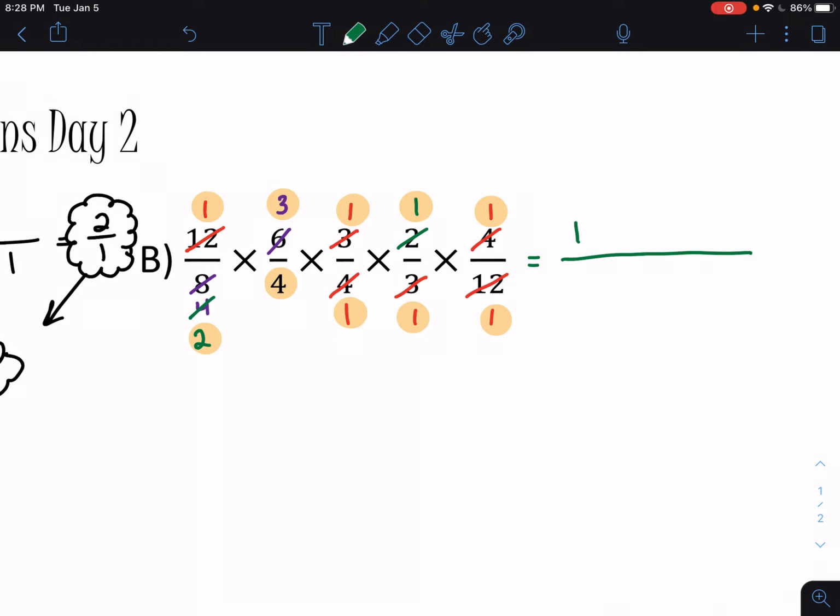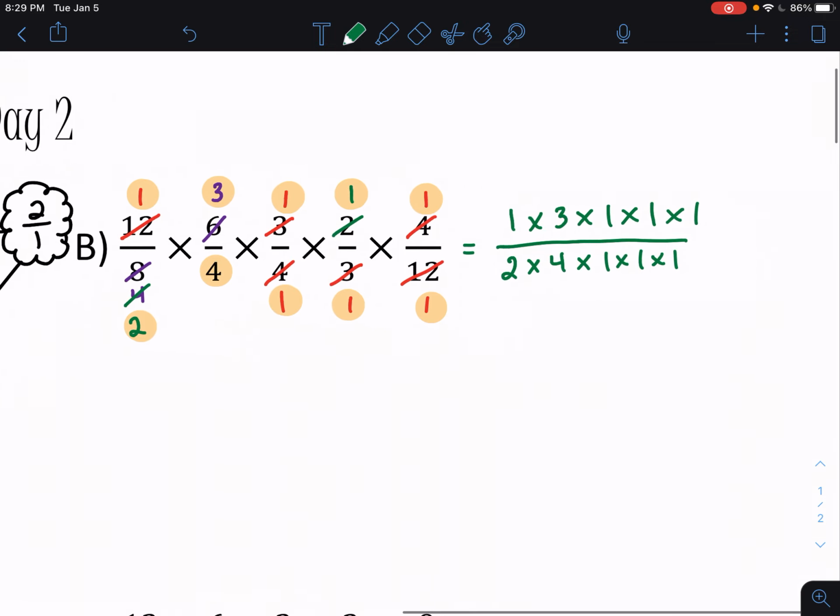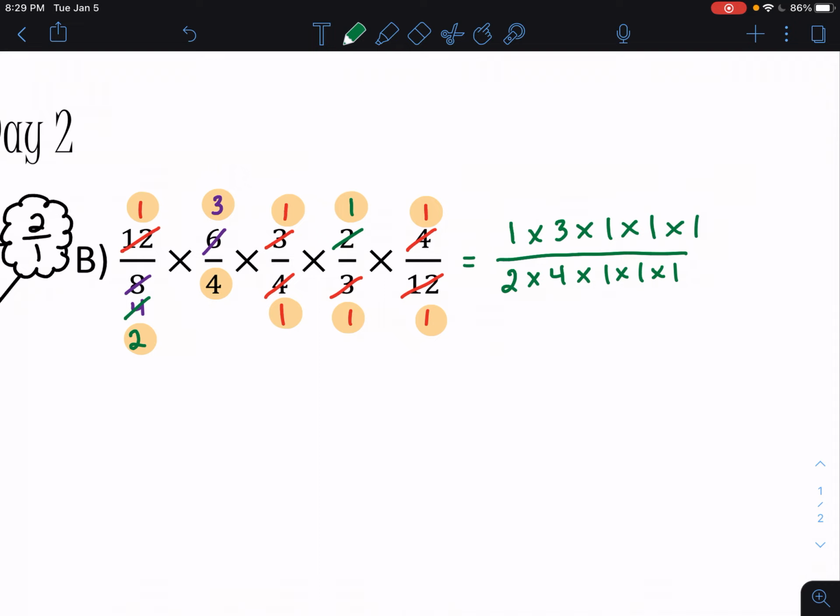So I've got 1 times 3 times 1 times 1 times 1, and then 2 times 4, and then 3 ones. So 1 times 3 on top is going to remain 3, and 2 times 4 times 1 on the bottom is 8.